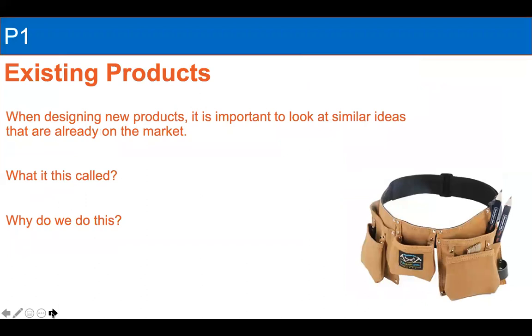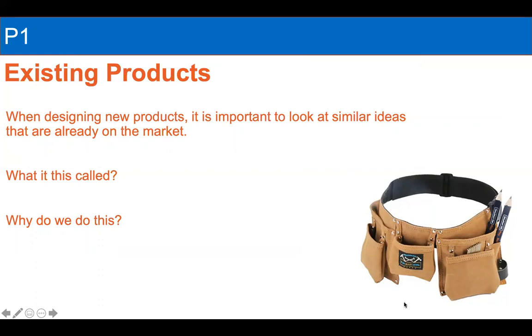So we need to think about existing products, and it's important for us to look at ones that might already be on the market. So first question for you, what is this called when we look at existing products? Good. If you've talked about it being a product analysis, you're absolutely correct. When we look at what's already out there and we analyze them, we think about what's good about them, what's not so good. But the question is, why do we do it? Okay, well done. If you were saying that we do it because it helps us look at what is already out there, what's selling well, maybe what's not selling well, and also what we might need to put in place to help the product sell a bit better as well.